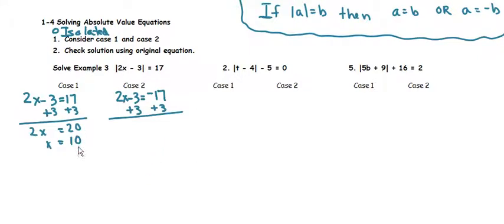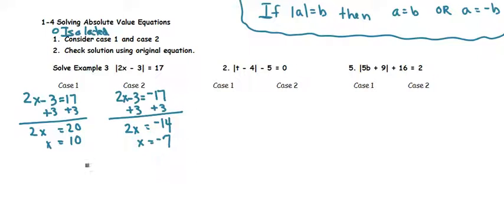We continue in our usual way of using algebra rules to solve in the first case, believing that x could equal 10. In the second case, we proceed the same way. We add 3 to each side, noting that a negative 17 plus 3 would create a negative 14, leaving 2x to equal that, and the resulting x equals negative 7.